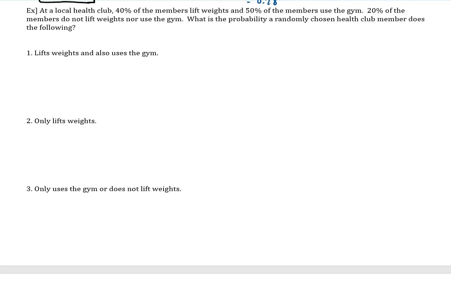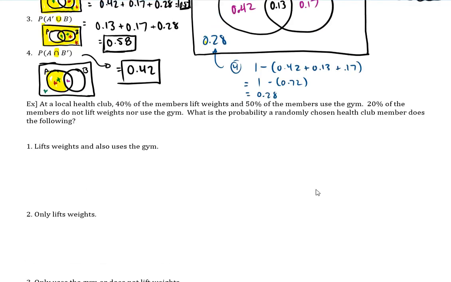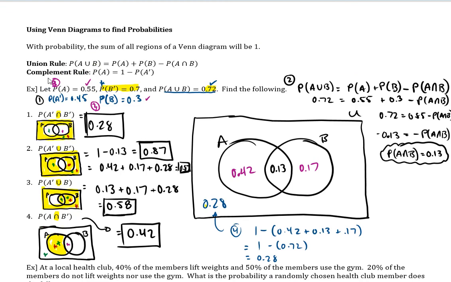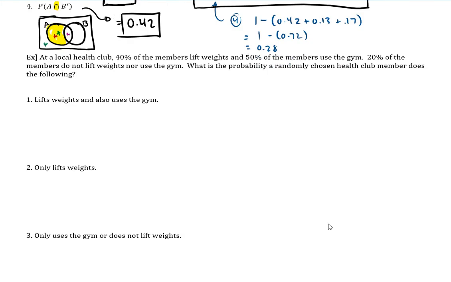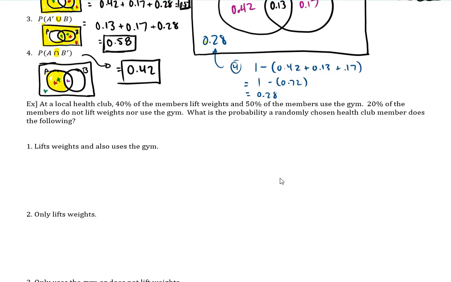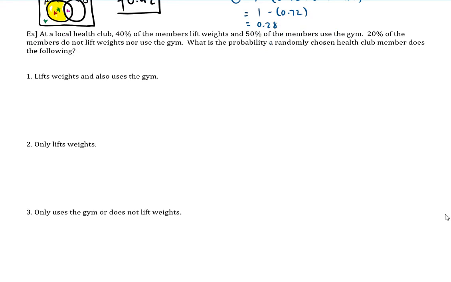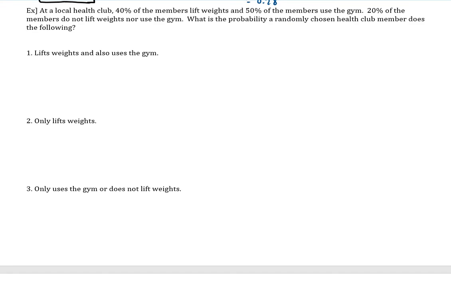Hello everyone, and welcome to our video on a Venn diagram application or word problem that involves probability. We left off in that last video where we used the union rule and the complement rule to help us build this diagram so that we can answer all of these kind of random probabilities. Well, this word problem is almost the same, except we just need to figure out what symbols to use and then to make sure that we're putting all the probabilities in the right spot.